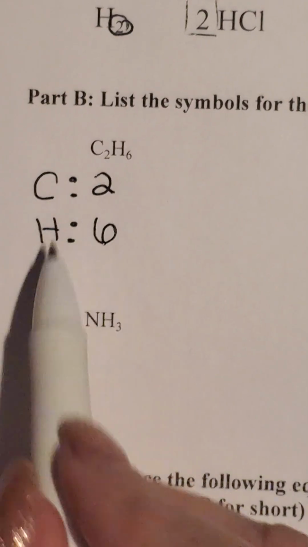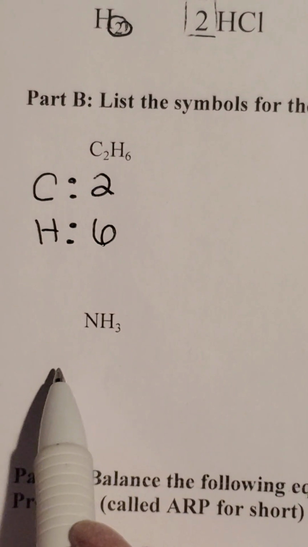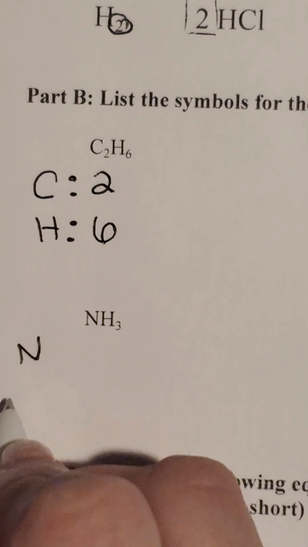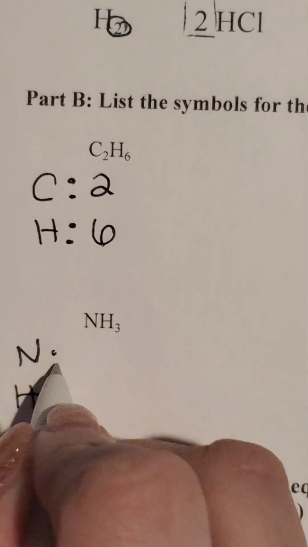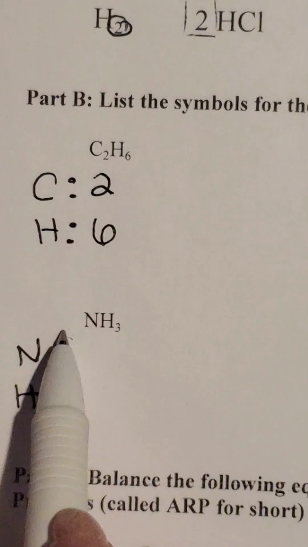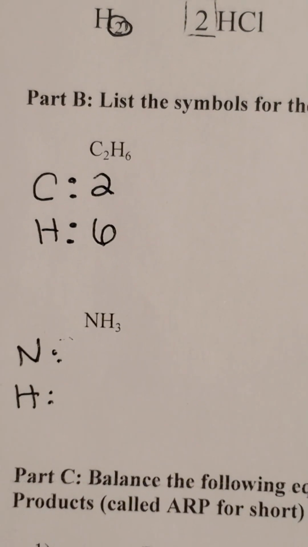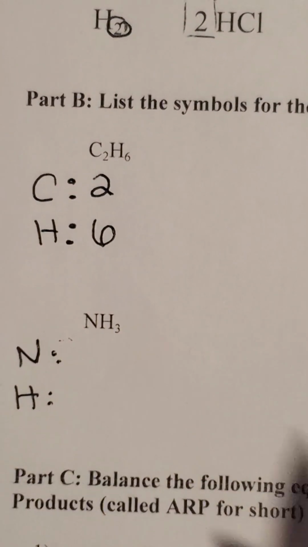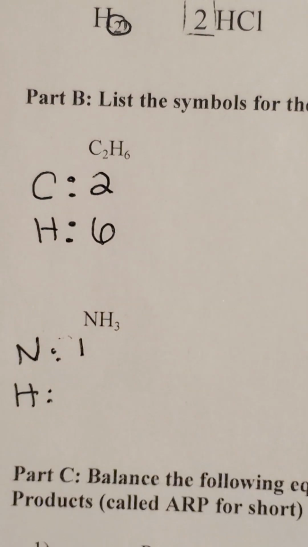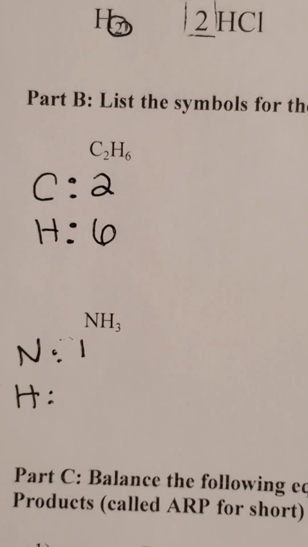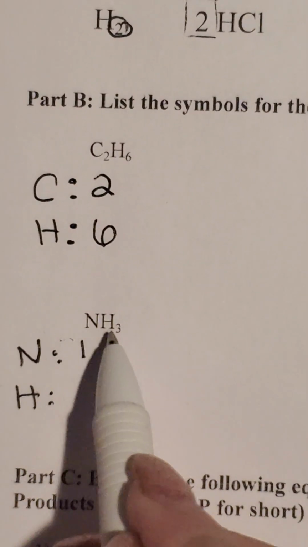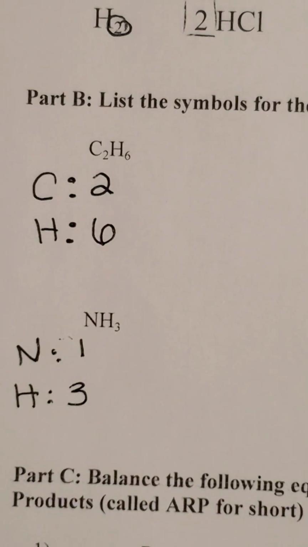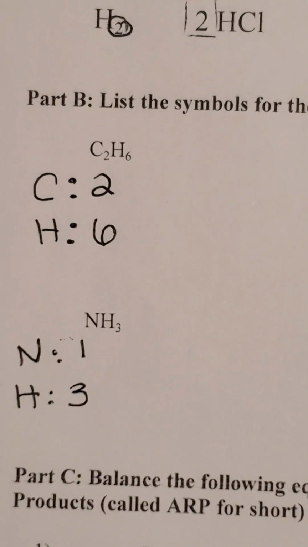All right. Let's go down to NH3. We're going to list out, we have N and H. Now, again, we don't have a coefficient, so I am only going to look at the subscripts. If there's no number written, we know it's 1. So there's 1 nitrogen. But I have a 3 after the hydrogen. So it's only the hydrogen that has the 3 after it.